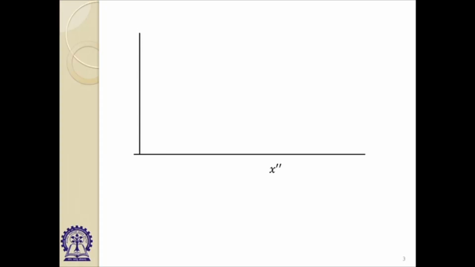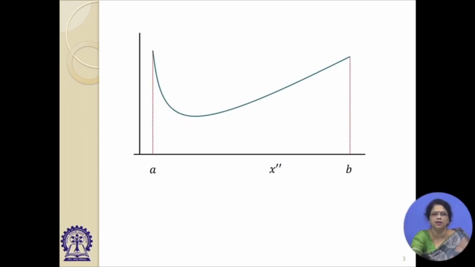Now, let us consider this function. It is clear that within a and b the function is unimodal. That is why my interval of uncertainty is a to b, that is, the lower limit is a and the upper limit is b, and we have the point x naught, which is my initial guess point. Through the method we will find the next guess point, x double prime, it is this one. Now, what we can see is that the functional value is increasing from x double prime to b.